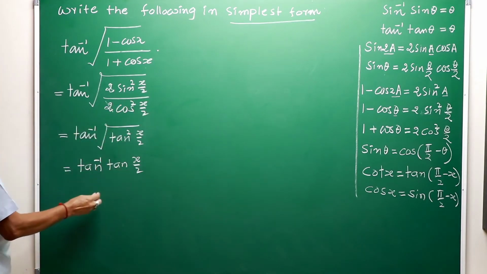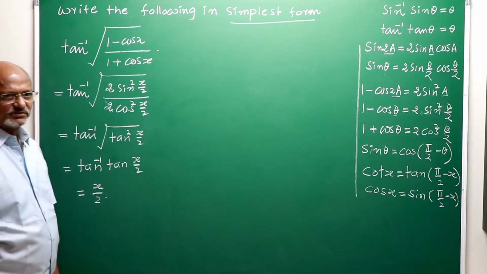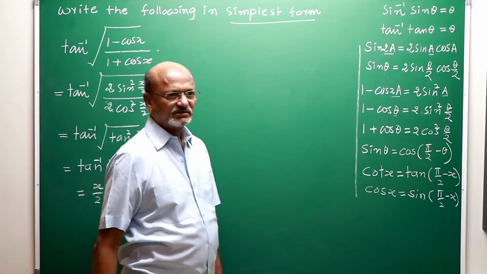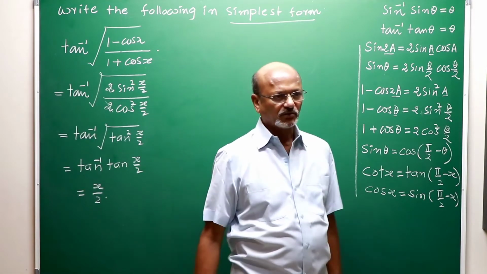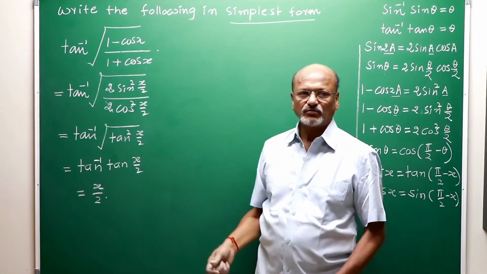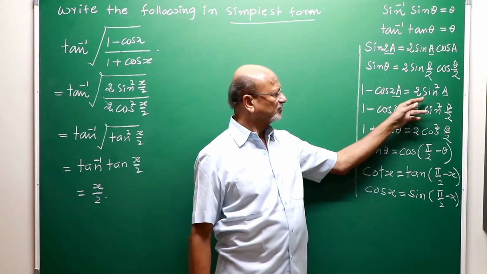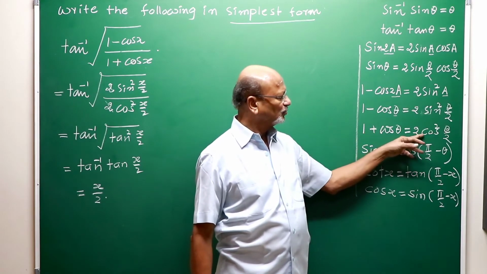Tan inverse of tan x by 2 is, friends, x by 2. So, this is the simplest form. Yes, I already reminded the formula. What is it? 1 minus cos 2 theta is 2 sine square, 1 plus cos 2 theta is 2 cos square.